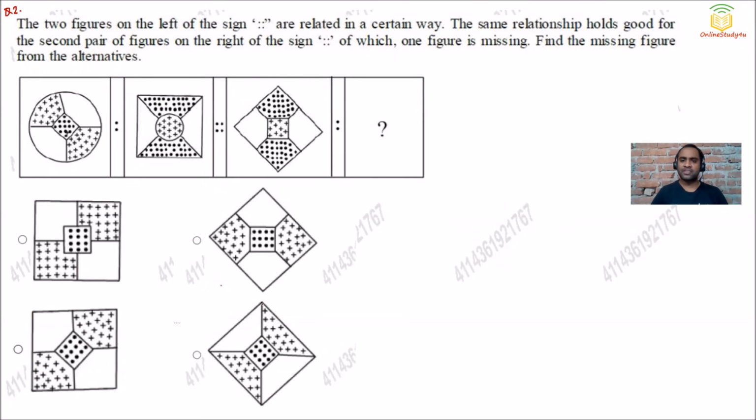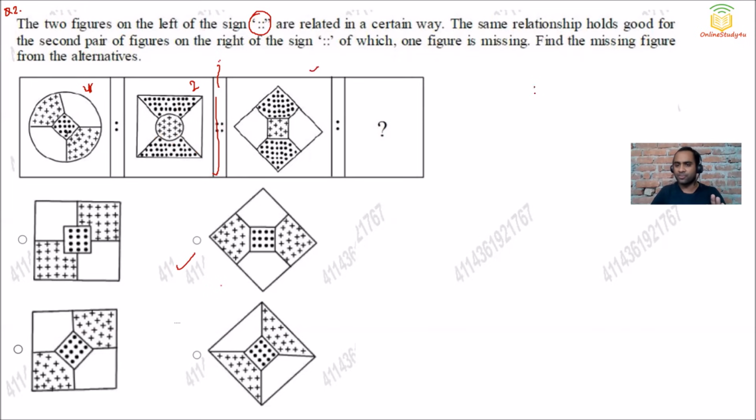Now this second is figure based. The two figures on the left of the sign, that means these two figures they're talking about, figure 1 and figure 2, are related in a certain way. The same relationship holds good for the second pair of the figure.